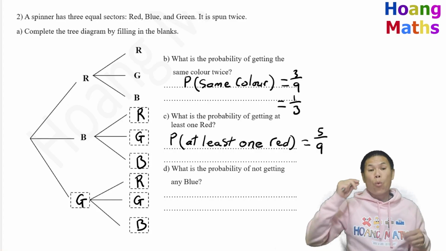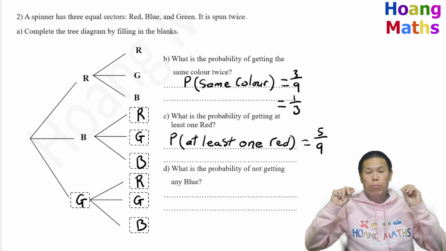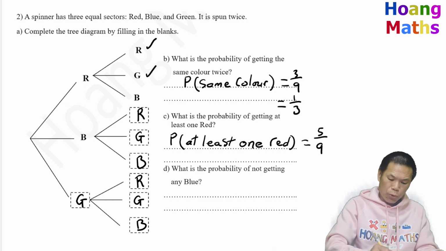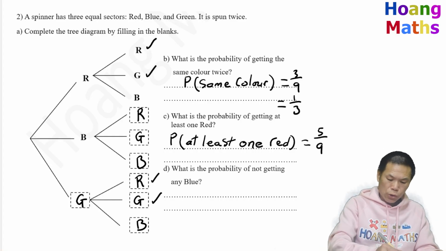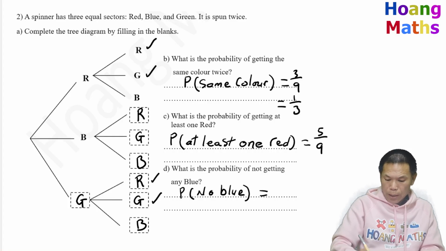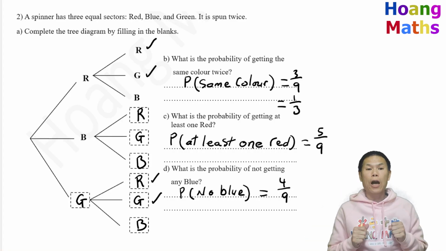Let me clear this. Now part D. What is the probability of not getting any blue? So no blue at all. So that means red, green, or no blue. So that means green, red, green, and that's it. So that is 1, 2, 3, 4. So let me just write this down. So the probability of no blue, that will do, is 4 out of 9. So there you go.